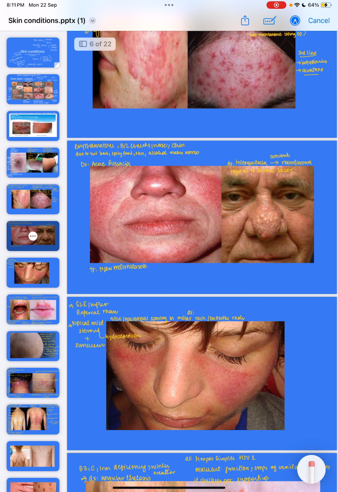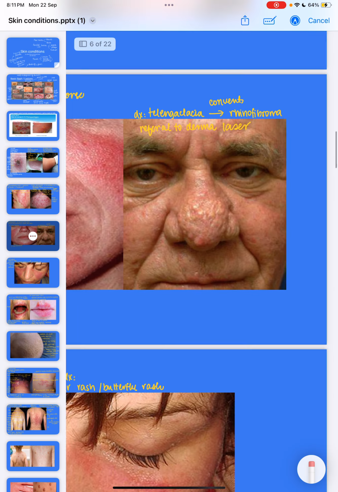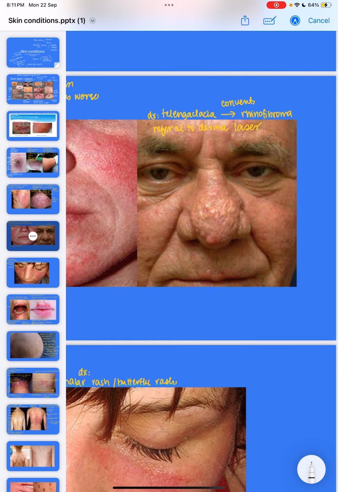The causes are usually hot beverages or spicy food, and alcohol, which makes it worse, especially wine. So you would tell the patient not to have this, and this is acne rosacea. Then this is a really dangerous case, because this is telangiectasia, which converts to rhinophyma, so we have to immediately give a referral to the derma section so that they can initiate the laser process.